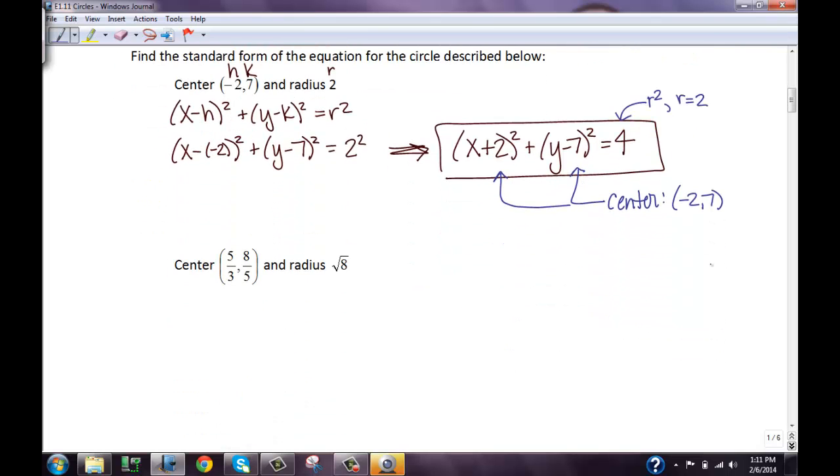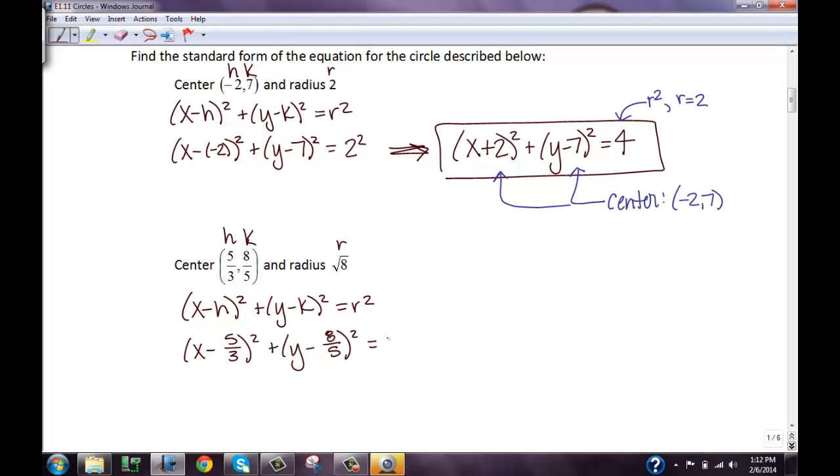They give us the center, they give us the radius, we plug it in and find the standard form of the circle. So I have (x - h) quantity squared plus (y - k) quantity squared equals r squared. Here my h is 5/3, my k is 8/5, and my r is square root of 8. So I go ahead and plug in what I know. So x minus my h, which is 5/3, squared, plus y minus my k, which is 8/5, squared, equals my radius, which is the square root of 8, squared. And then I just simplify again.